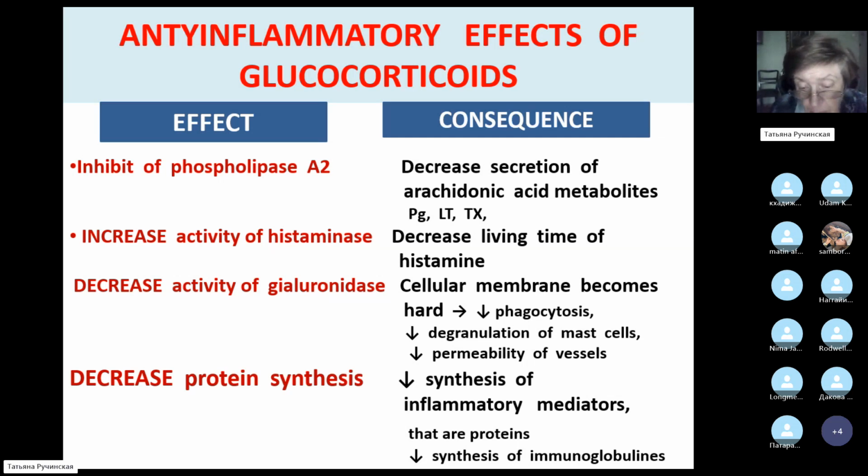And the last is that glucocorticoids decrease protein synthesis. The consequence will be that mediators of inflammation with a protein nature disappear or decrease. They are, for example, the complement system, substance P, neuroproteins, you see, and very important is decreased synthesis of immunoglobulins. But you must know this information.